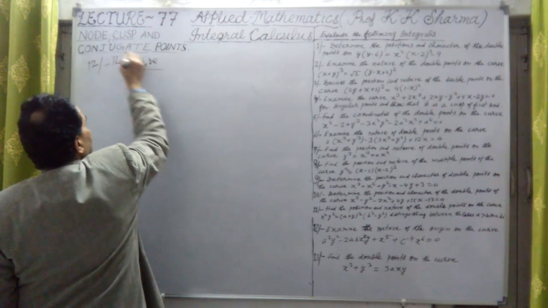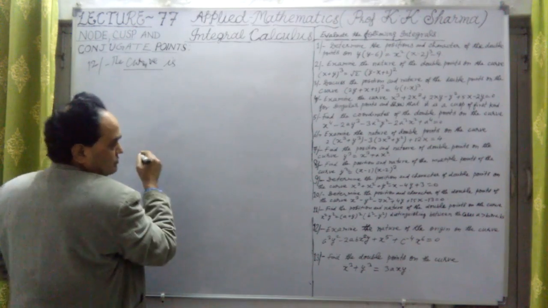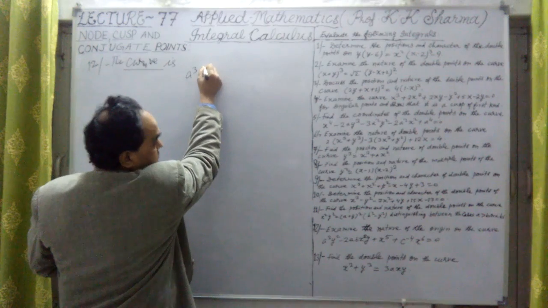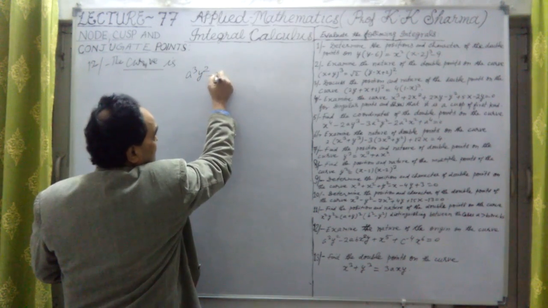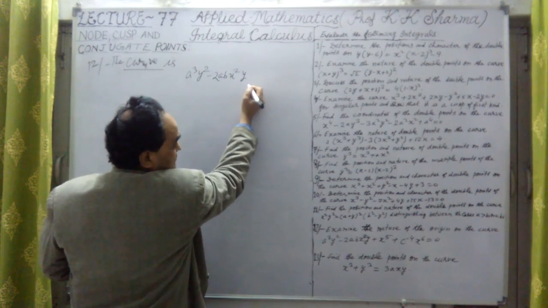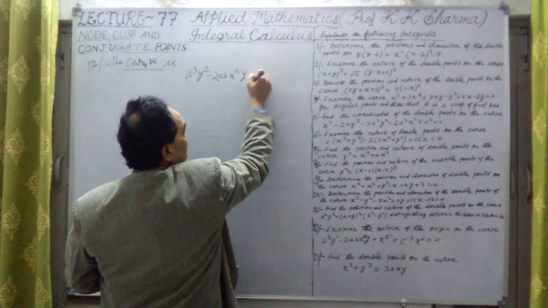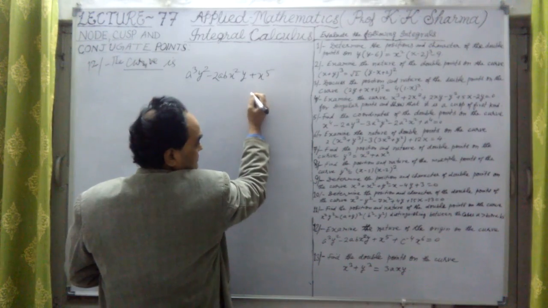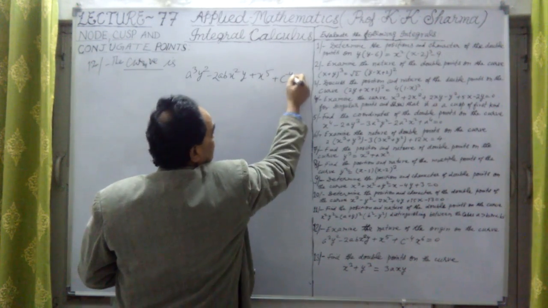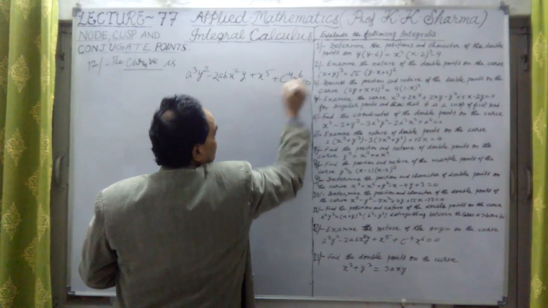The curve here is a²y² − 2ab x²y + x⁵ + c − 4x⁶ = 0.